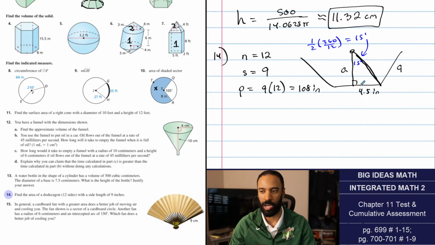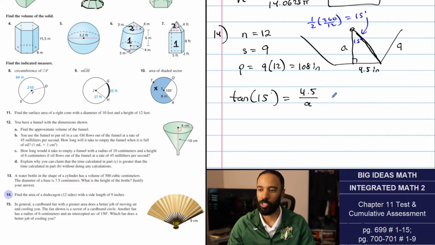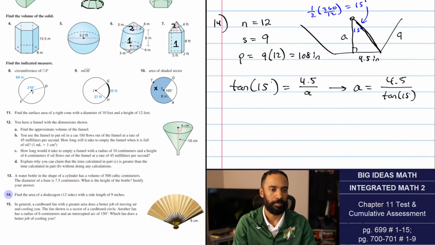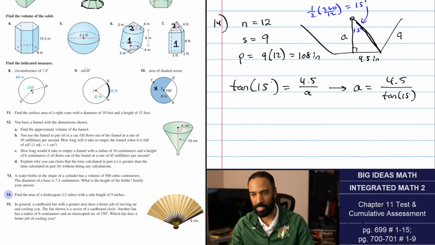Opposite and adjacent are known or used according to the 15, and tangent will therefore be what we have. Tangent of 15 degrees equals opposite over adjacent. So you multiply both sides by a, divide both sides by tangent of 15. You get 4.5 over tangent of 15 degrees. So the apothem, you know what? We'll leave it as exact. I won't round it right now.